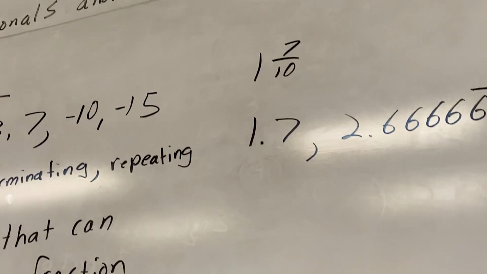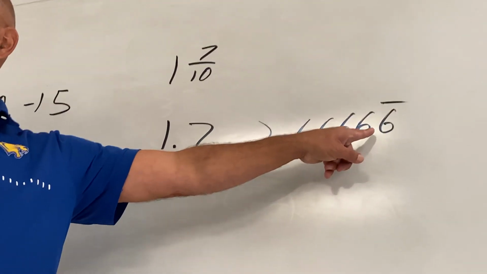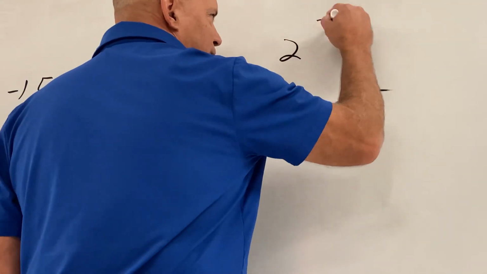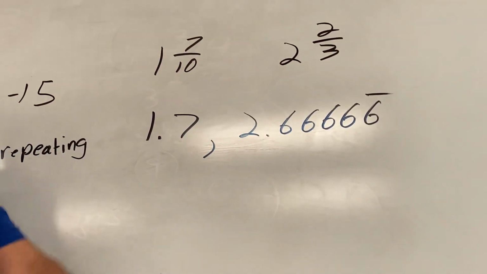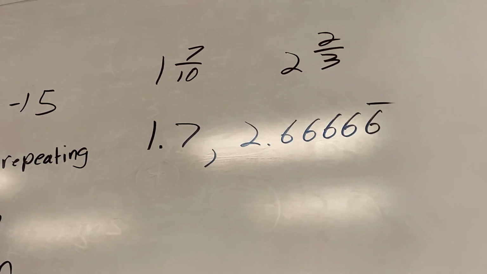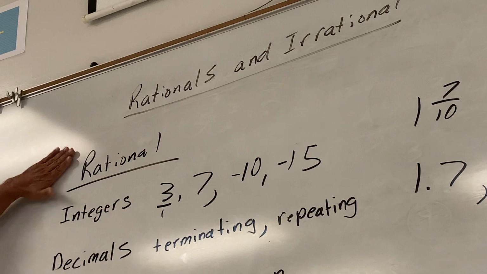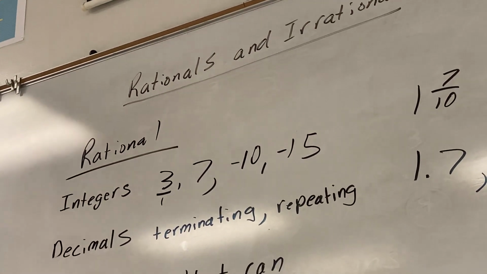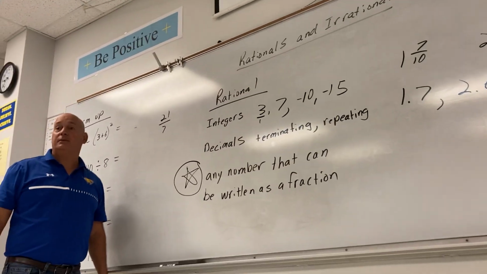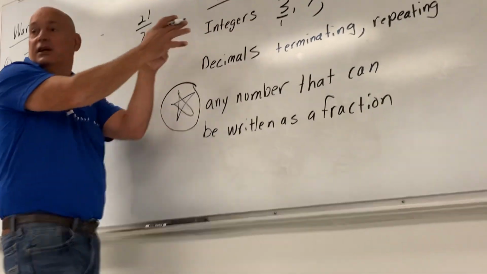How about 0.666 repeating? How can that be written as a fraction? Ethan. 2 2/3. Baby, my man. 2 2/3. 2/3 is what makes the repeating 6 at the end. Are you with me? So every number that can be written as a fraction is automatically going to be in the rational column. Are you with me? What about this? 21 over 7? Yep. Isn't that a fraction? Yes. If you see a fraction, boom, it goes here instantly.